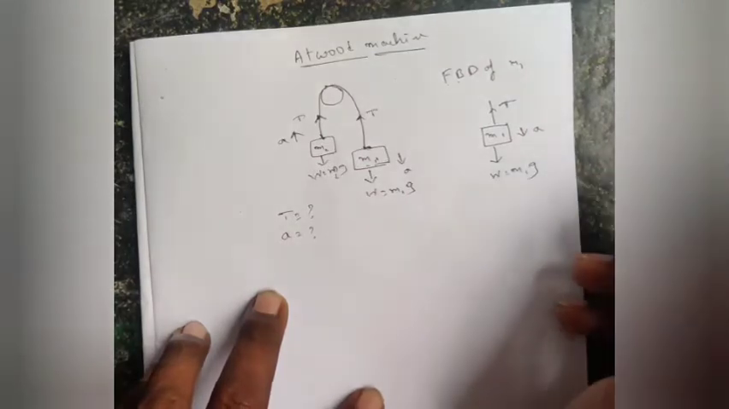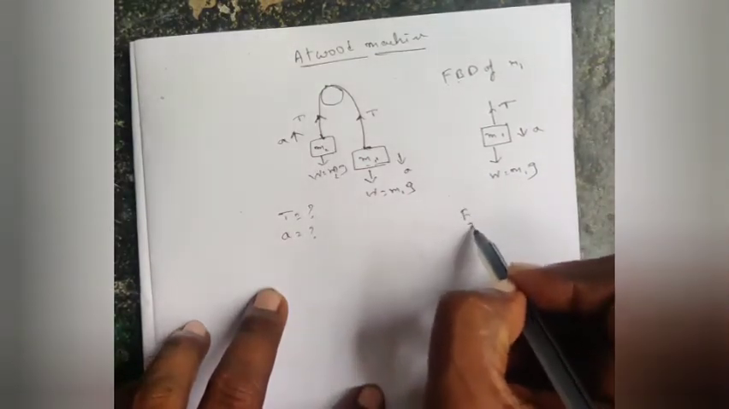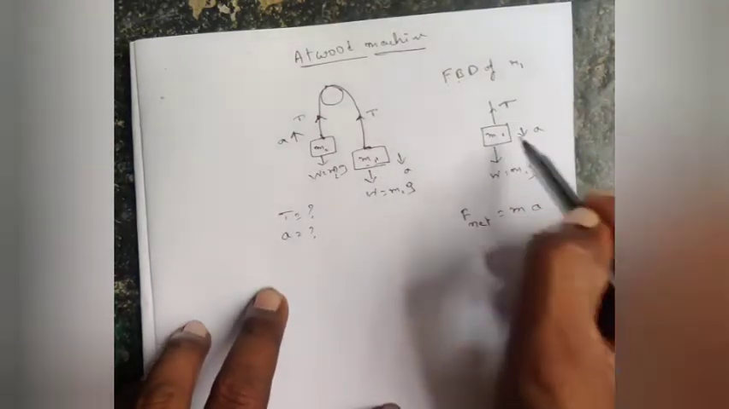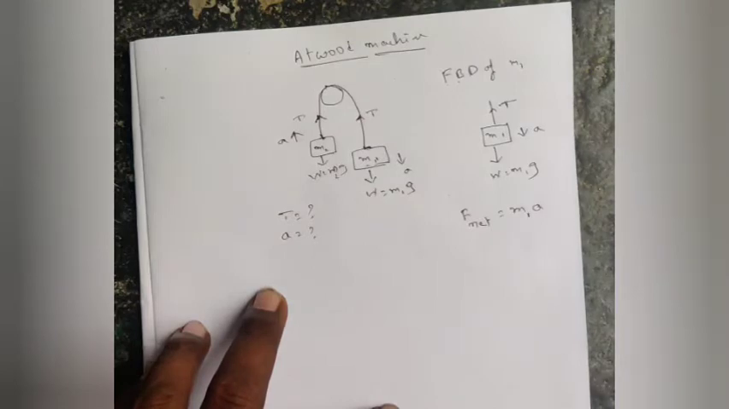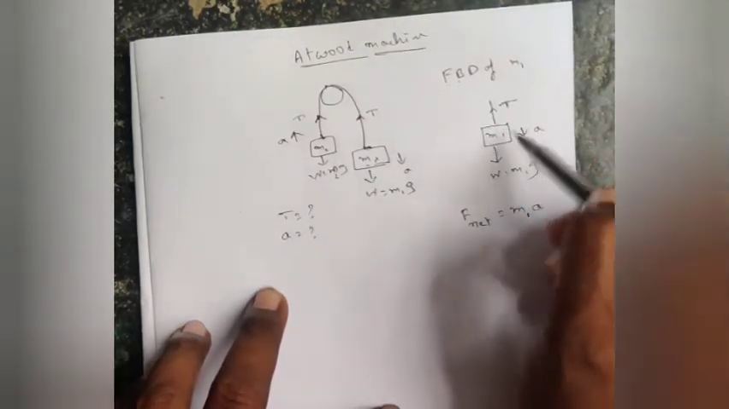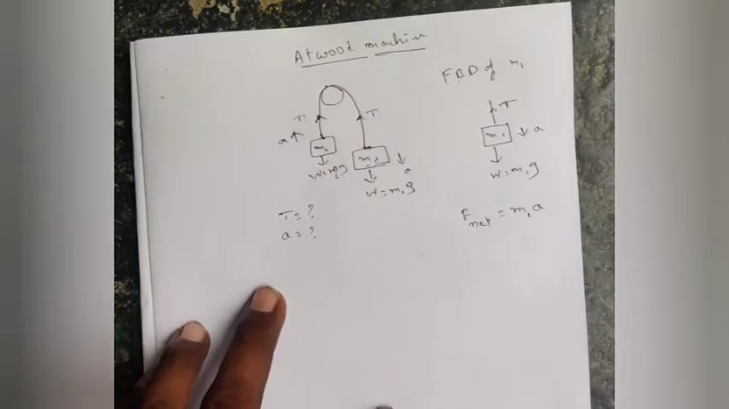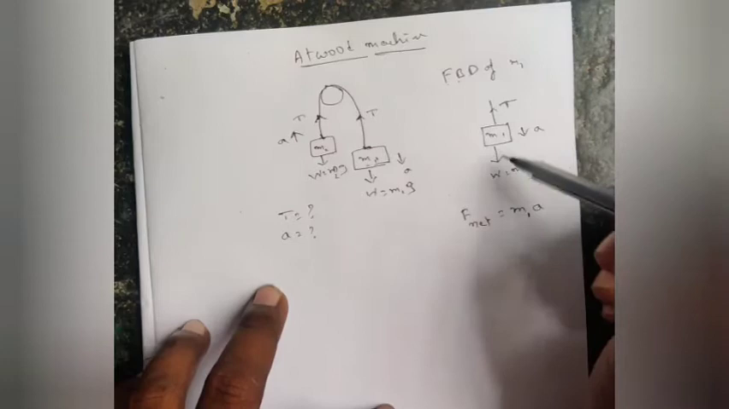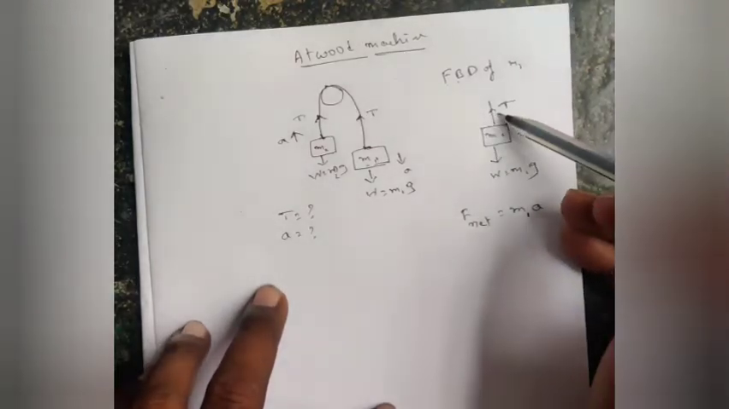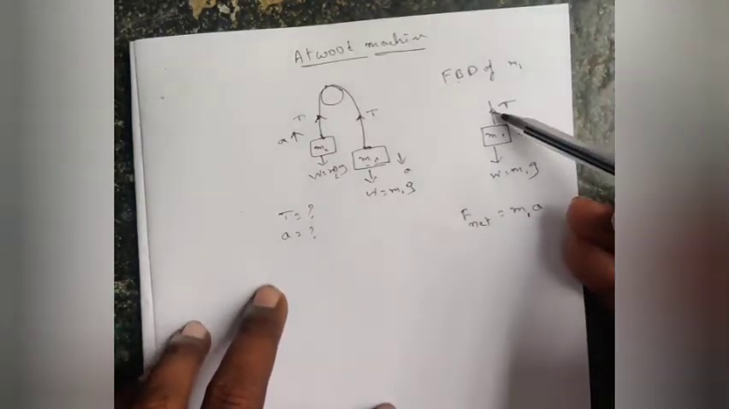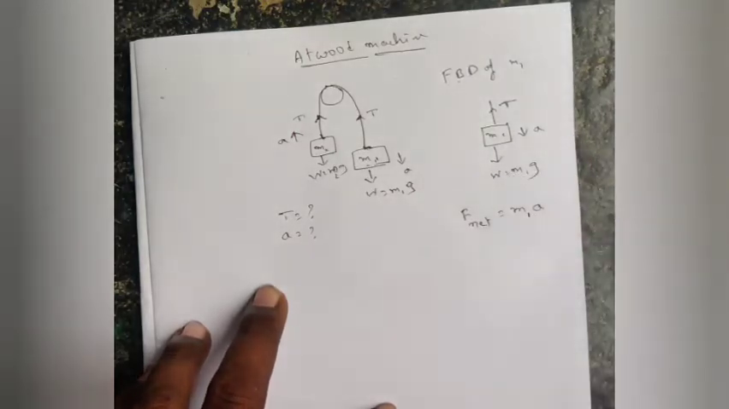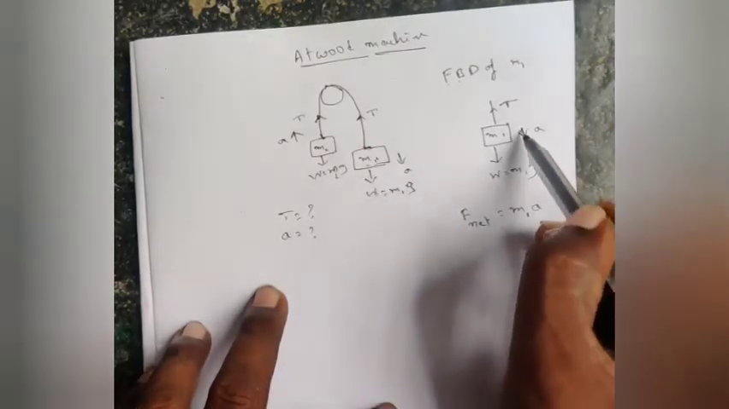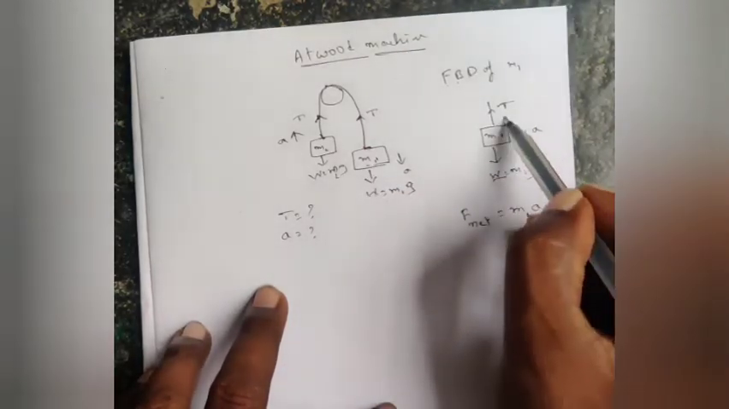Now let's calculate. According to Newton's second law, F net equal to ma. We know the formula, but here the mass is m1, so you can take it as m1a. Now let's calculate the net force here. What is the net force? The sum of all the forces acting on a body. Here there are no horizontal forces, only vertical forces: tension and weight. Tension acts upwards, weight acts downwards. But which force is more? Because the body is moving downwards and acceleration is downwards, the weight is more than the tension.